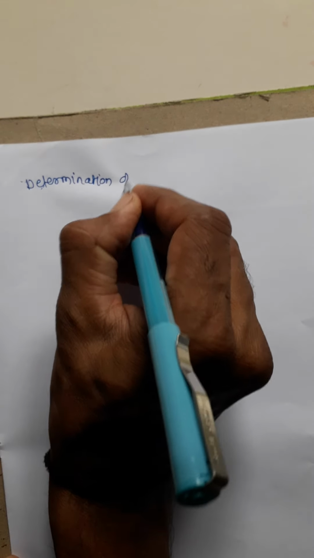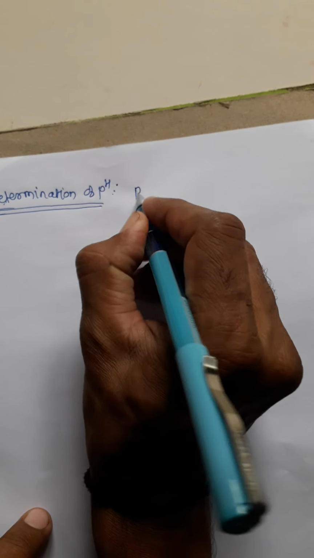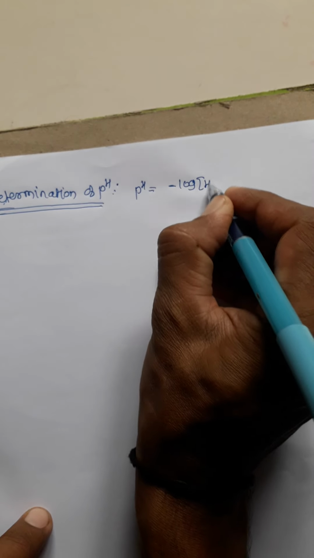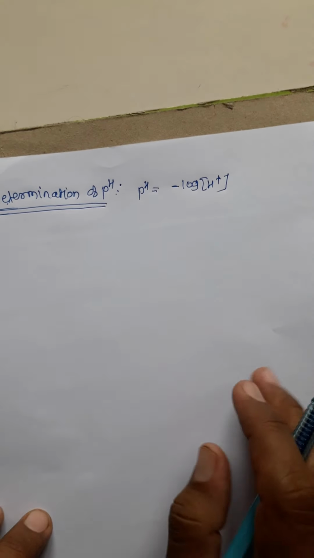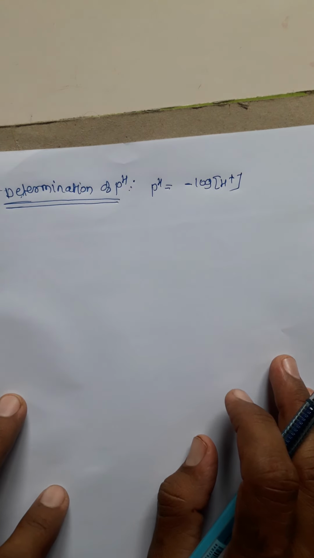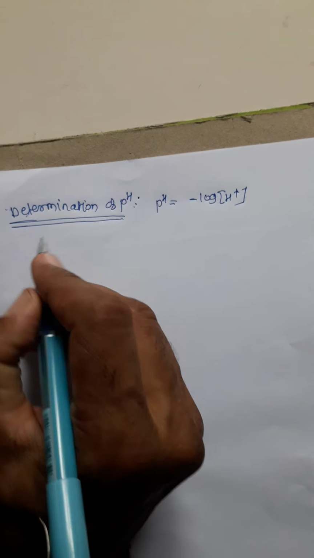Determination of pH. How to determine the pH of any solution? What is pH? pH is equal to the negative logarithm of the H plus ion concentration. You already know that.